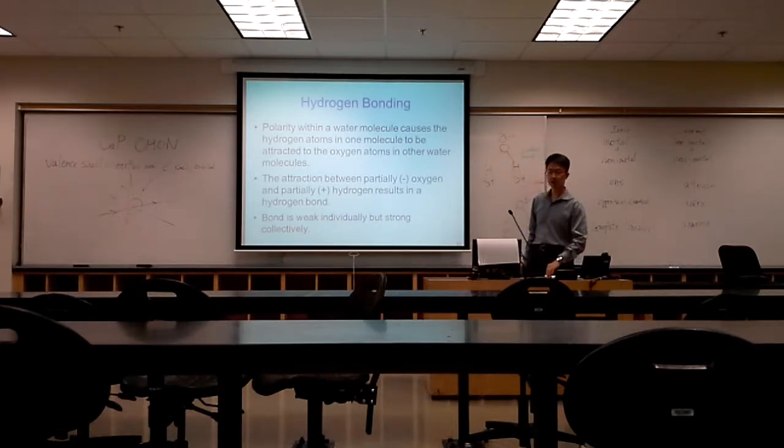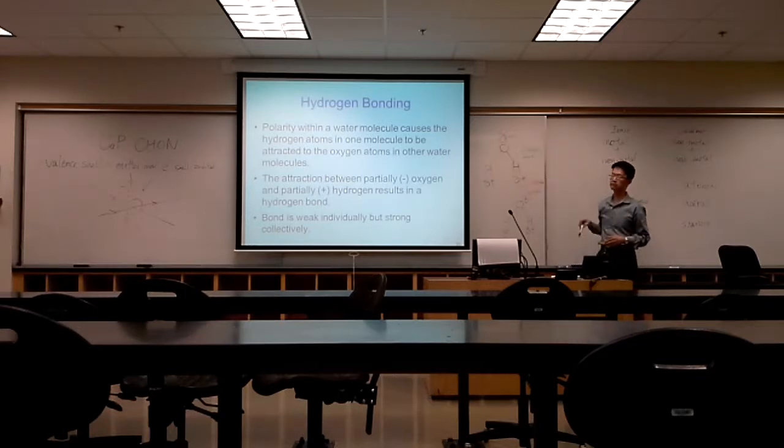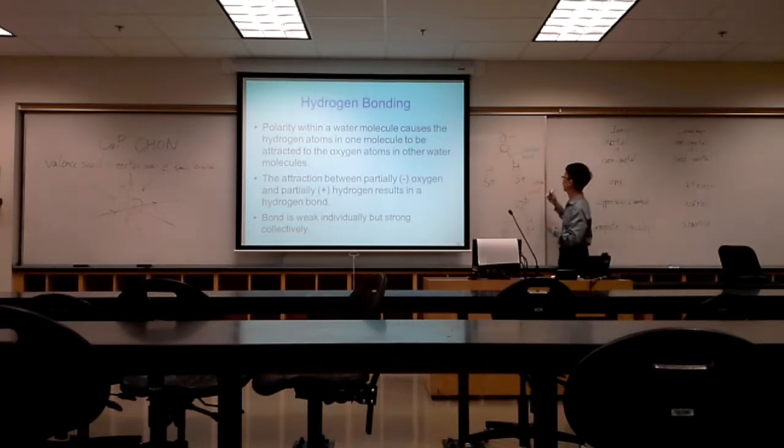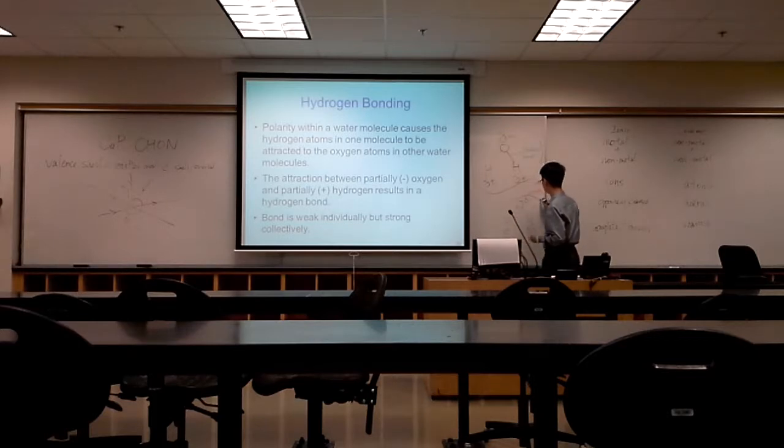So remember the differences. Covalent bond is between atoms, between oxygen atom and hydrogen atom in this case. Hydrogen bond is between molecules. It's between one water molecule and another water molecule. It is between two molecules.